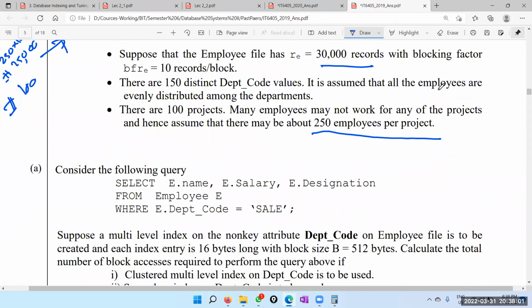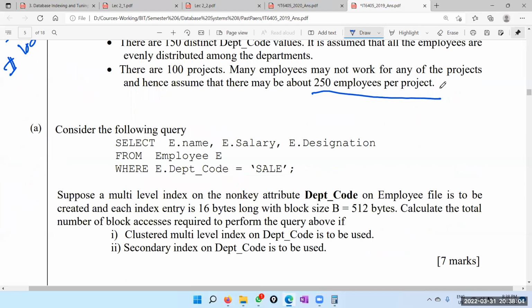Consider the following query. Select e-name, e-salary, that is employee name, salary and designation, all three from the employee table. That is very easy actually. Just the employee table, no join, where department code equals sales. Usually the examiner will try to give you some marks first, so that you can reach your passing marks. So this is that question. Then he will challenge you, asking whether you can get a B, B plus or A plus if you are good enough. Suppose a multi-level index.